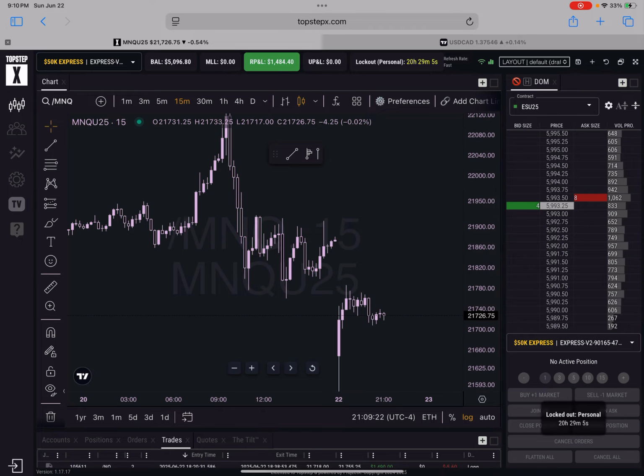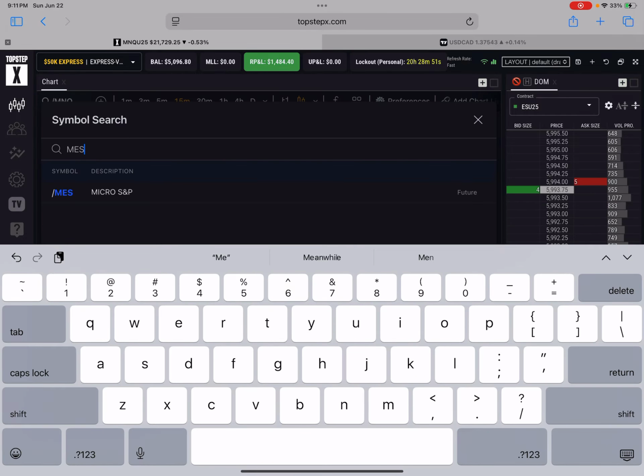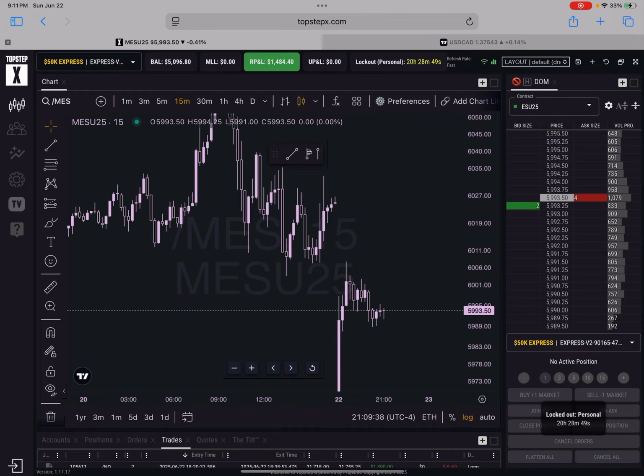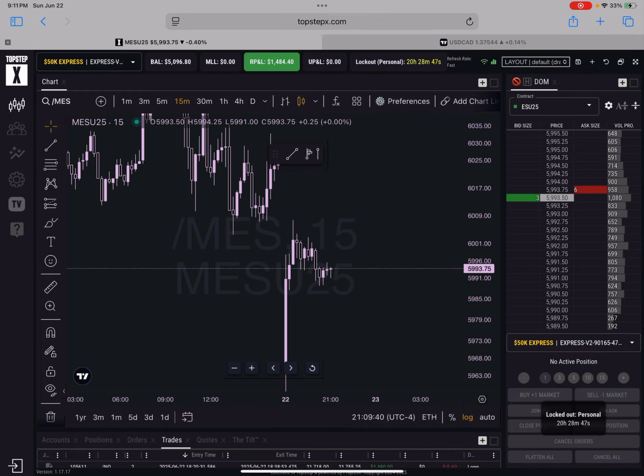Now, the thing with micro NASDAQ is that instead of costing me $12.50 per tick, it goes both ways, by the way. Let me stick to ES, just so I don't confuse you guys. Instead of generating profits of $12.50 per tick, I'm actually getting less on micro ES. I'm going to generate $1.25 per tick.